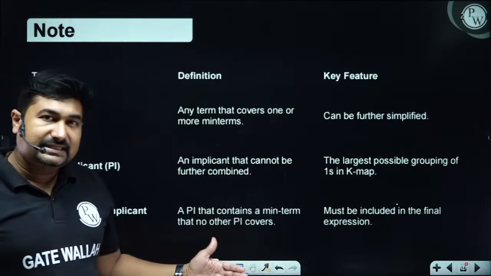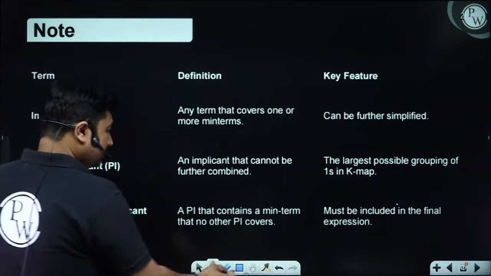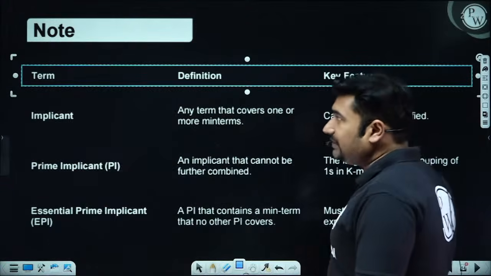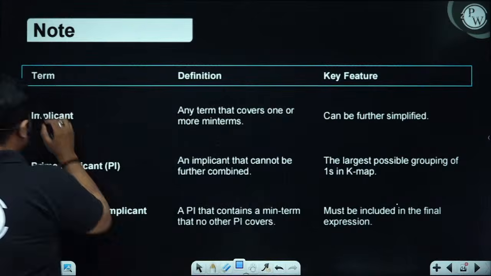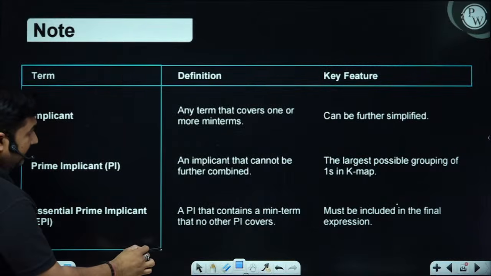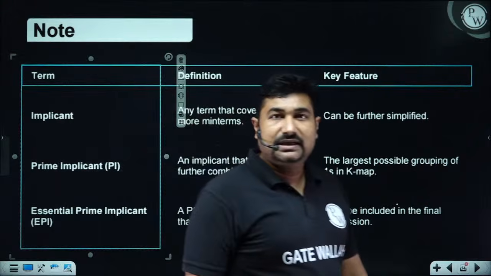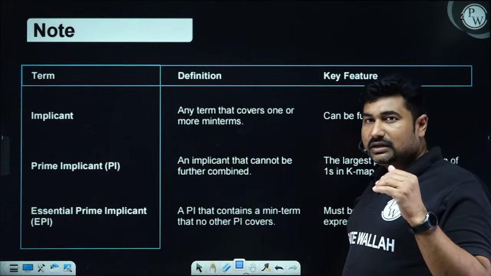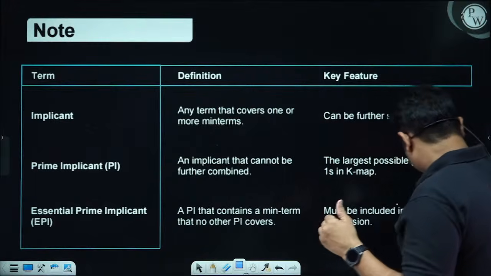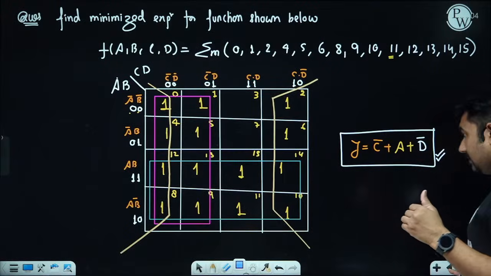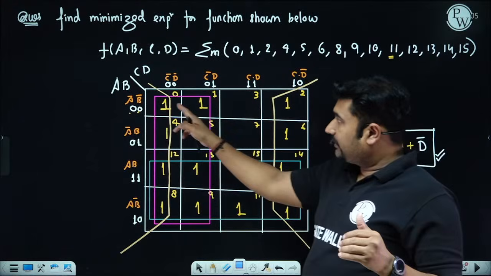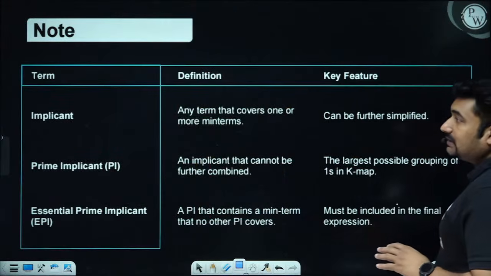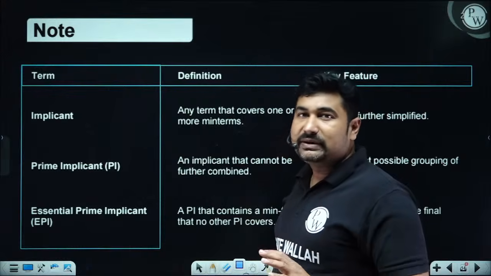Before moving to the cases, one very important thing. A note point where you can mention the term, definition and key feature. Just listen very carefully. It is very easy to understand. The first term is implicant. Already we have seen what implicant means. If we talk about min terms, all the min terms are implicants. All the prime implicants are implicants and all the essential prime implicants are also implicants only.